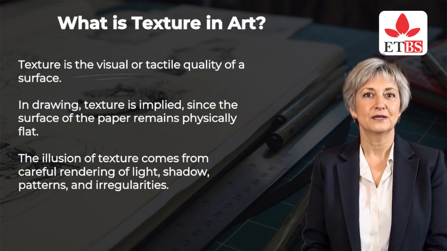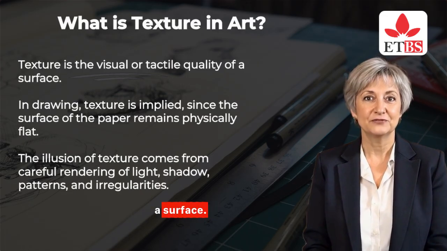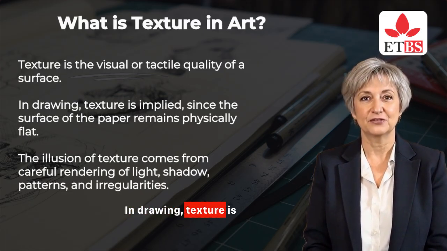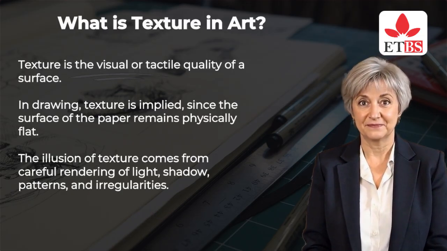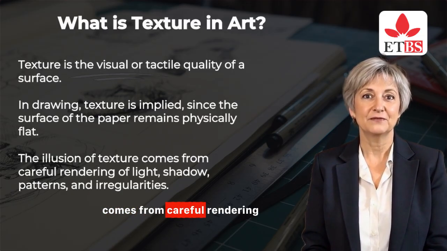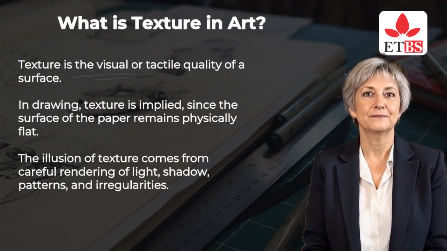What is texture in art? Texture is the visual or tactile quality of a surface. In drawing, texture is implied, since the surface of the paper remains physically flat. The illusion of texture comes from careful rendering of light, shadow, patterns, and irregularities.